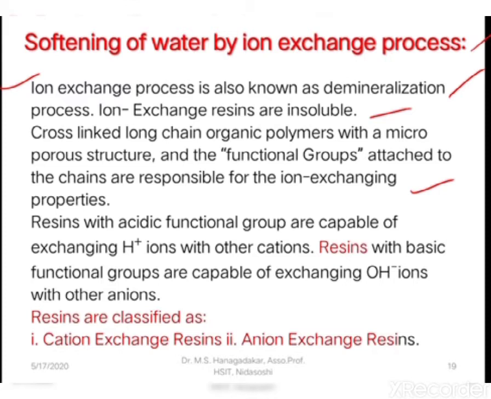These resins carry either acidic functional groups or basic functional groups. The resins with acidic functional groups are capable of exchanging hydrogen ions, whereas the resins with basic functional groups are capable of exchanging hydroxyl ions. Hence, the resins are classified into two types: one is cation exchange resin, and the second is anion exchange resin.